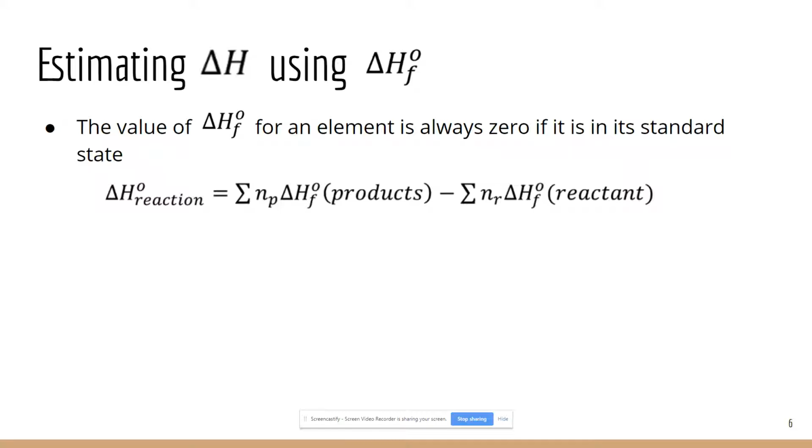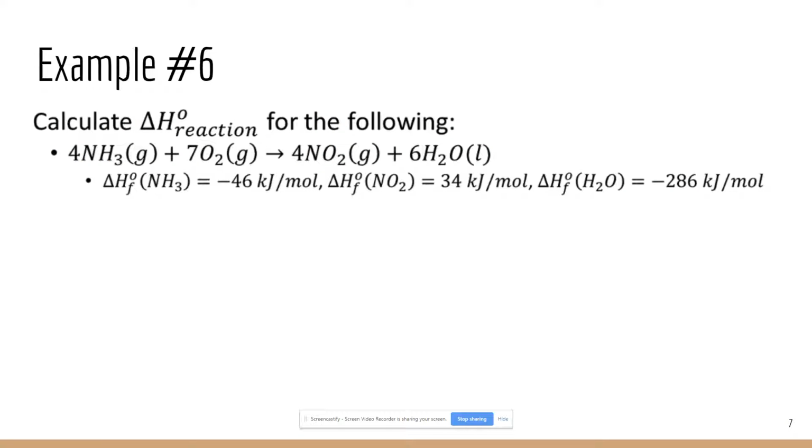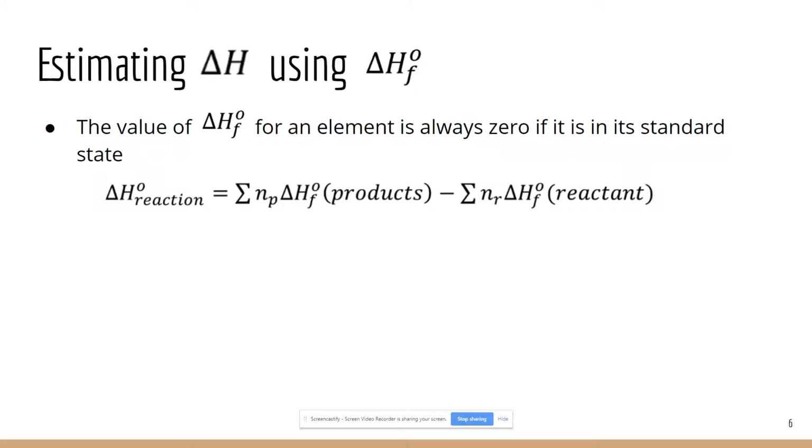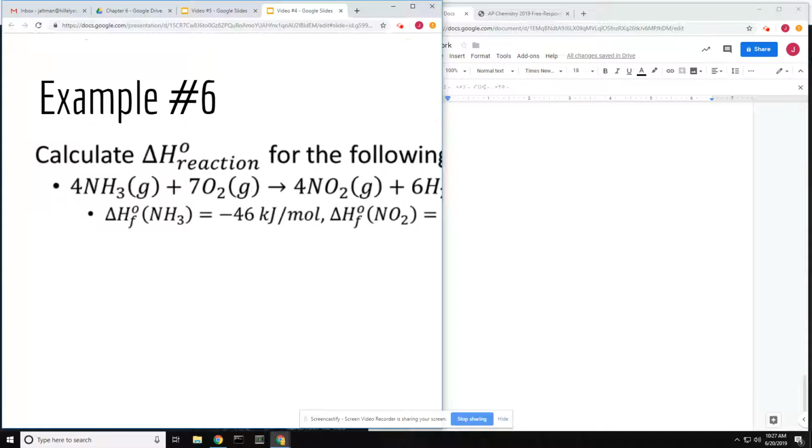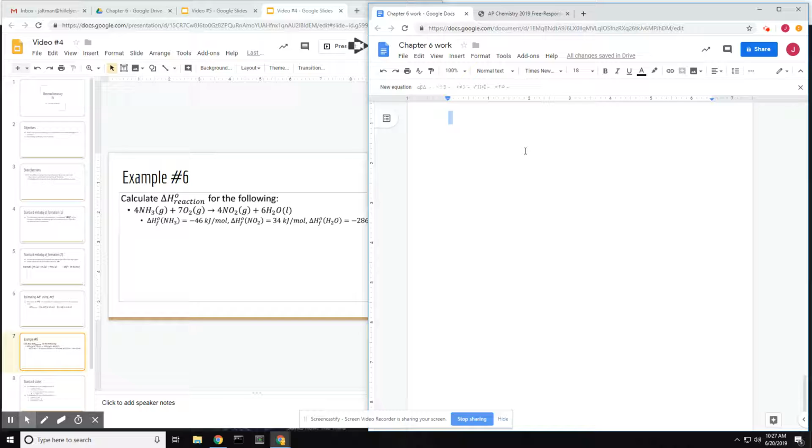So knowing that the delta H for a formation is 0 if something is in its standard state, that formula looks really, really complex. All it means is products minus reactants, and use the number of moles. So I'll show you what I mean by this in the next example. All right. So remember, it is products minus reactants. That's really what you need to remember about this.